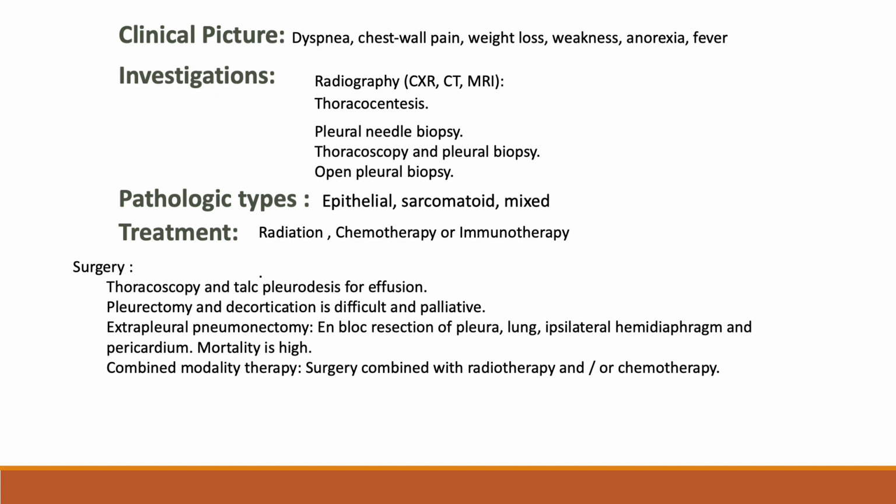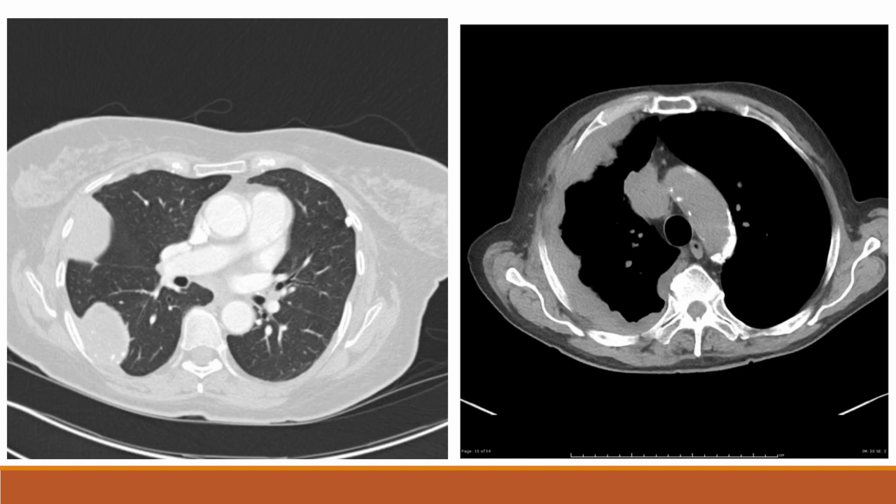Combined modality treatment, including surgery combined with radio and chemotherapy, is used in selected patients, and there are several studies assessing the proper management for mesothelioma. As you can see here, this is the thickening of the pleura. Usually, the thickening related to mesothelioma is mediastinal thickening, and that's what the patient will have. Also, the main presentation is chest wall pain and dyspnea.